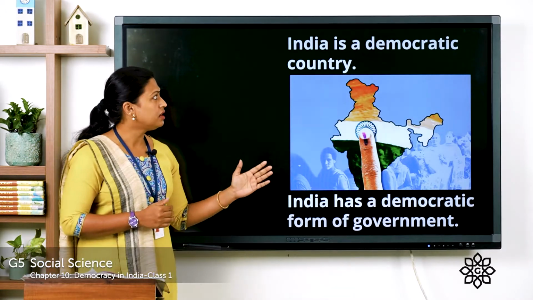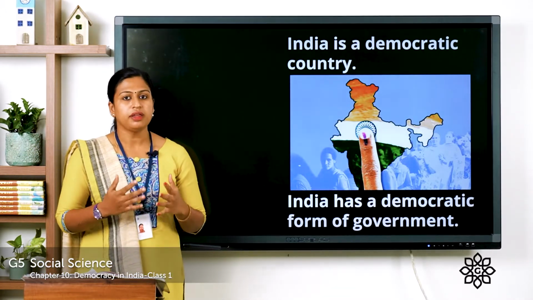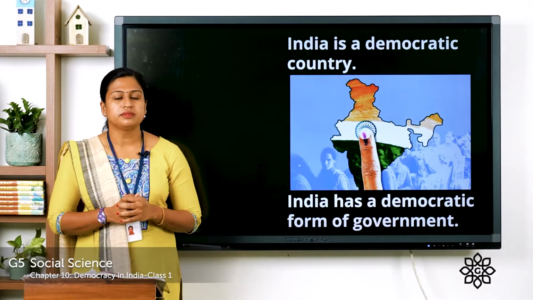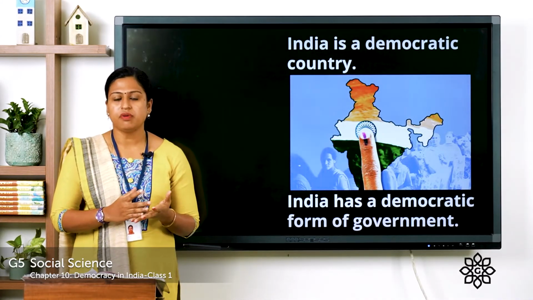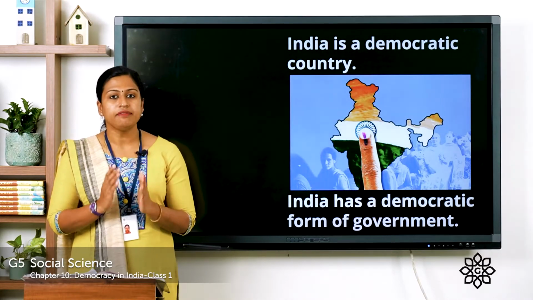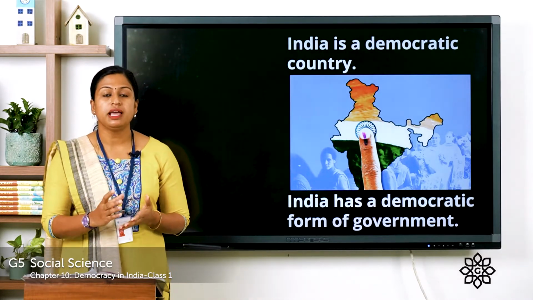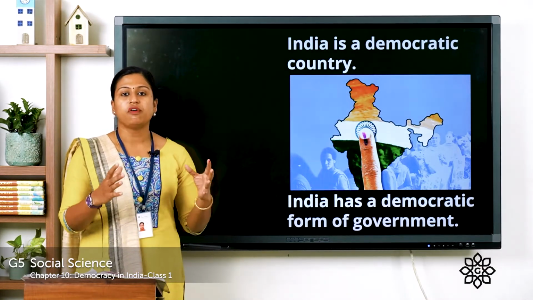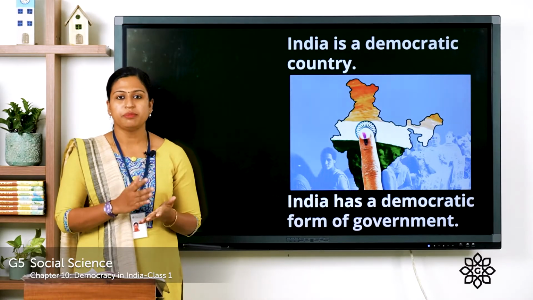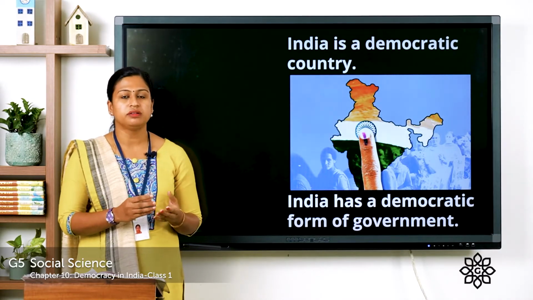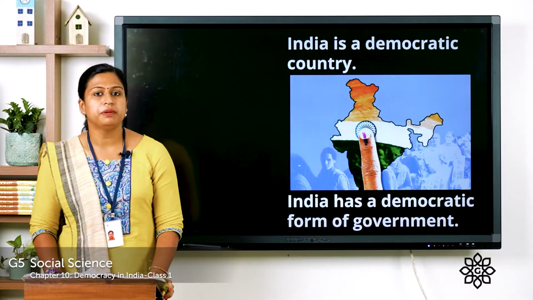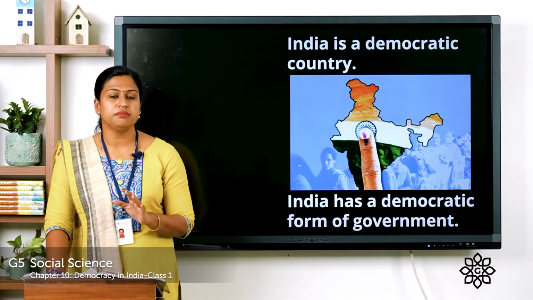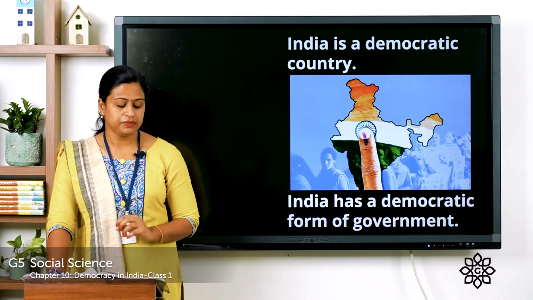Now India is a democratic country. Now can you tell why we call India a democratic country? Because democracy is a system of government where people have the power or the right to elect their own representative, and these elected leaders form the government. Now democracy is a Greek word, where demo means people and kratos means rule. So basically democracy means rule of the people.